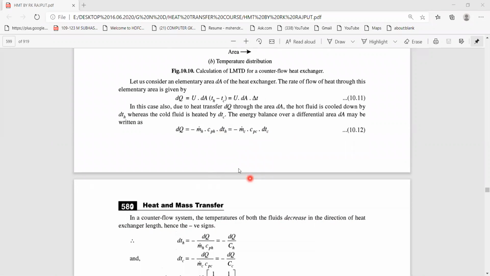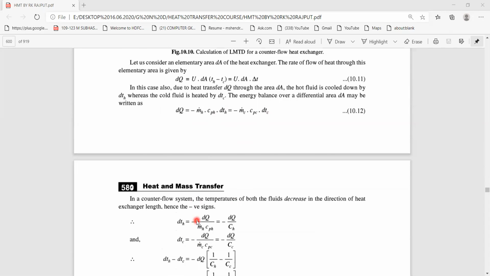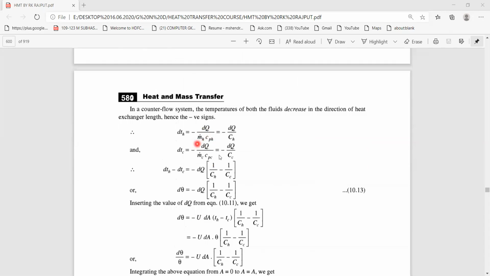Now do the cross multiplication. dTh equals minus dq divided by m dot h into cph. So just do the cross multiplication; dTh and dTc respectively have these as denominators. The product of mass and specific heat will give you the heat capacity, which is represented by the capital letter C. So m dot h into small cph equals Ch. So Ch is the heat capacity of the hot fluid and Cc is the heat capacity of the cold fluid.